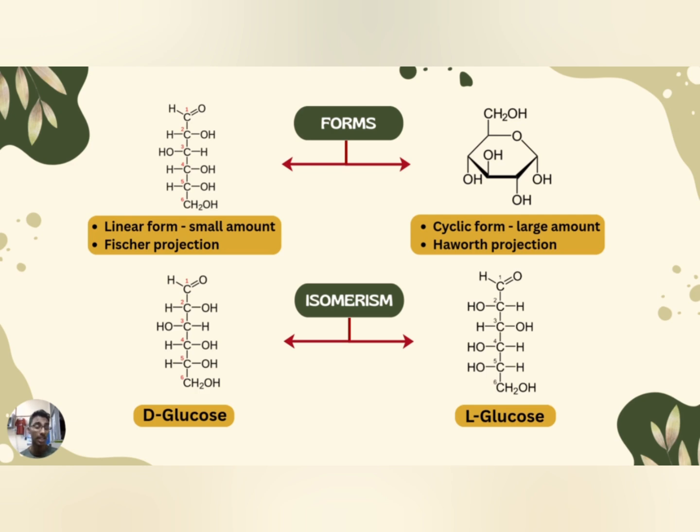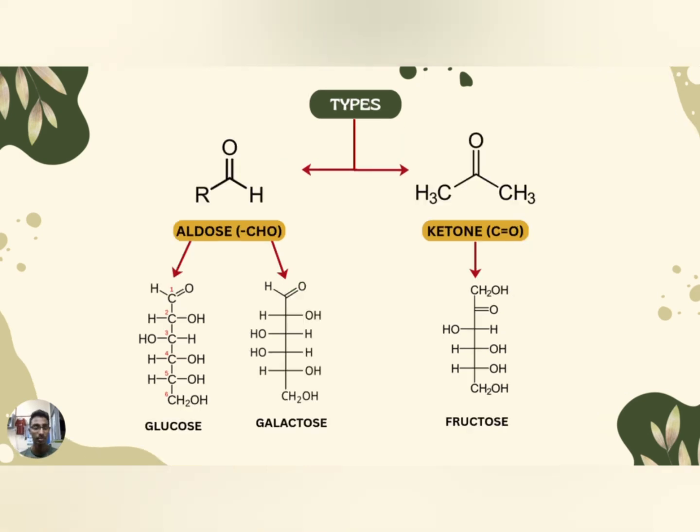Next is isomerism. Isomerism is a compound that has the same molecular formula but different structural formula. For example, we see glucose right here. They are the exact same but they are different isomers, which is D-glucose and L-glucose. They are a complete mirror image of each other and it is just flipped apart.